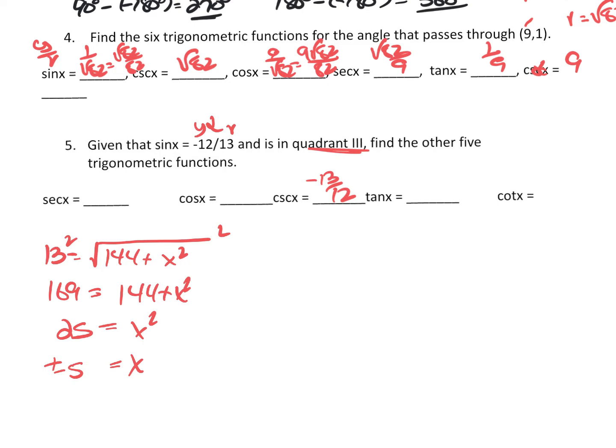So that means my cosine, remember, is x over r. So it's going to be negative 5 over 13, which means my secant, flip that one. Tangent is y over x. Y is on top of my sine right there. X is down here. It was negative 5. So it's just going to be 12/5, which means cotangent is going to be 5/12.